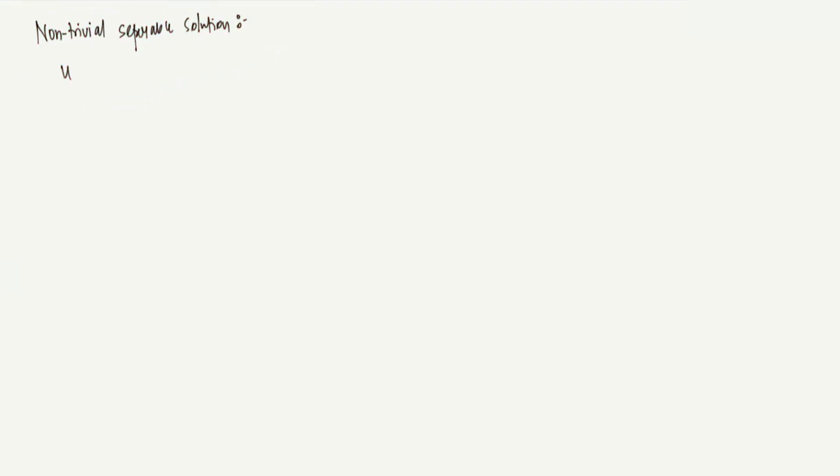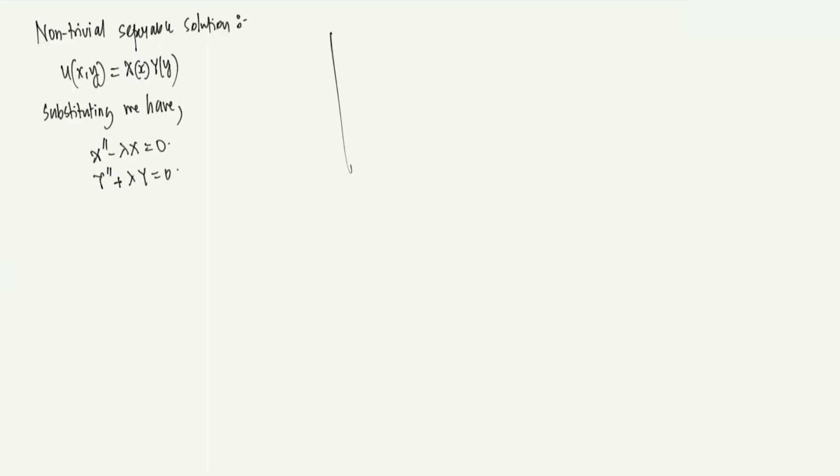So essentially we are looking for a solution which is u of x, y equals a function of x times a function of y. Is it okay? Once you do that, you can substitute, right? Substituting, we have that X double prime minus lambda X equals 0, right? Yes, and Y double prime plus lambda Y equals 0. If you substitute this in the equation, okay, let us see why it works.